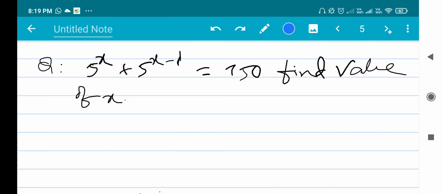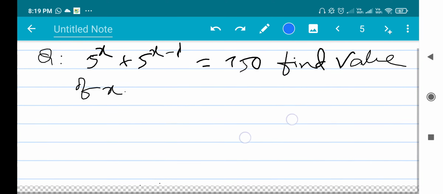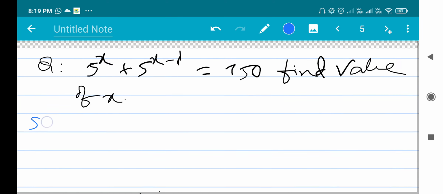Okay, next question: 5 to the power of x plus 5 to the power of x minus 1 is equal to 750. Find the value of x. Very easy. See the solution.